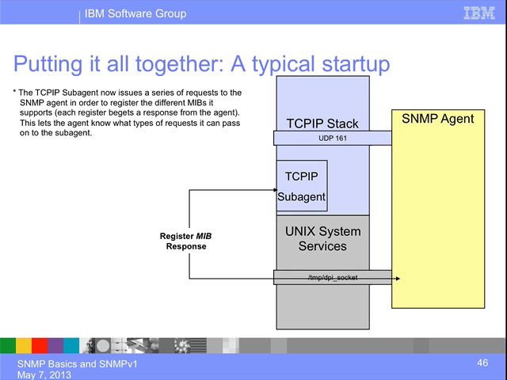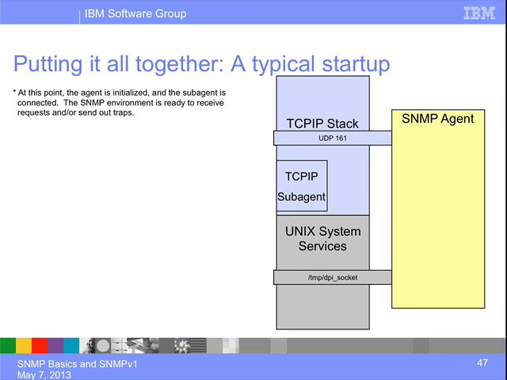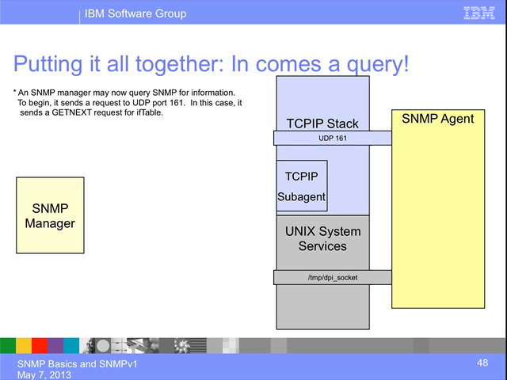The TCP/IP subagent now issues a series of requests to the SNMP agent in order to register the different MIBs it supports. This lets the agent know what types of requests it can pass on to the subagent. At this point, the agent is initialized and the subagent is connected. The SNMP environment is ready to receive requests and/or send out traps.